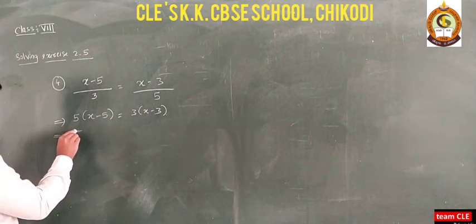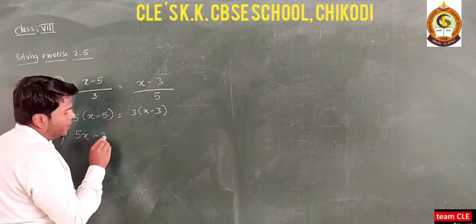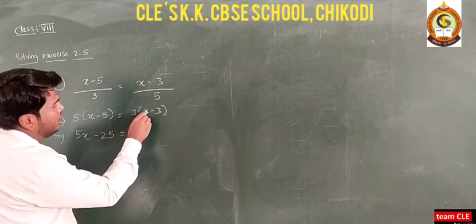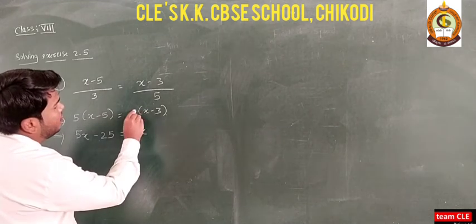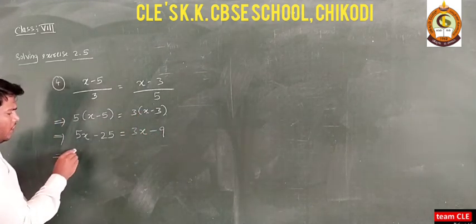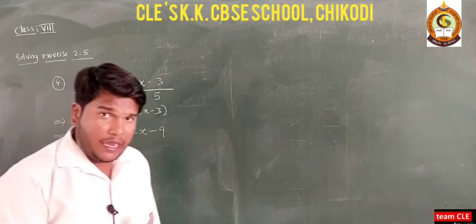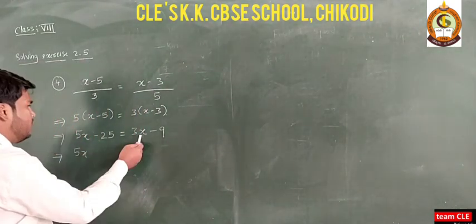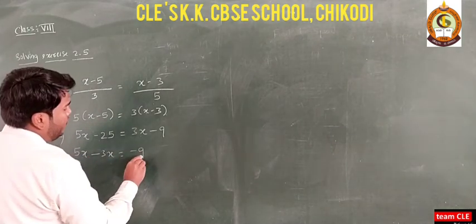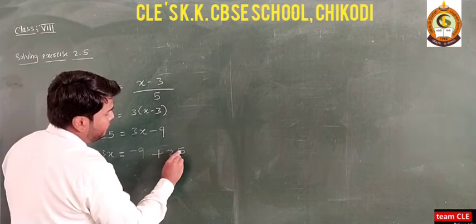5 into x is 5x, 5 into 3, 5 5s are 25, minus 25, because plus into minus is minus, which is equal to 3 into x is 3x, 3 3s are 9, that is minus 9. Okay dear students, so now see, 5x I will keep as it is. I will separate the x part on the LHS part, so that is 5x, this is 3x, it becomes minus 3x is equal to minus 9. So this minus 9 when it goes to the other side becomes plus 25.